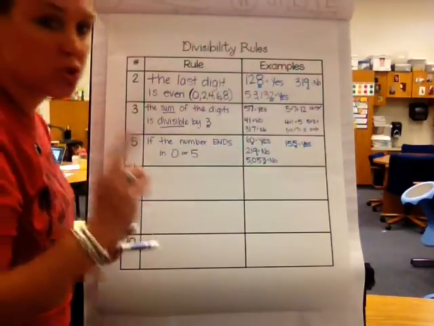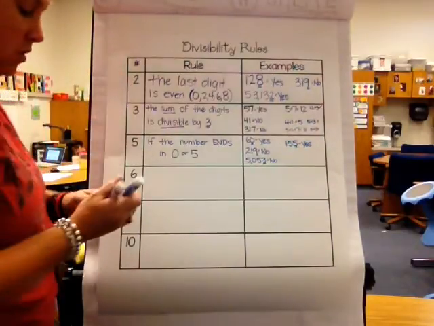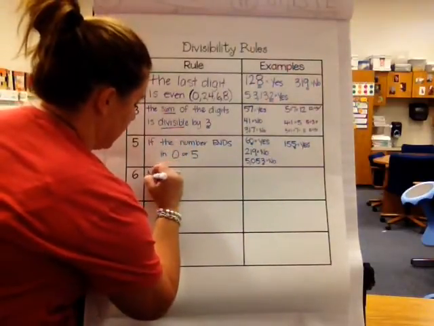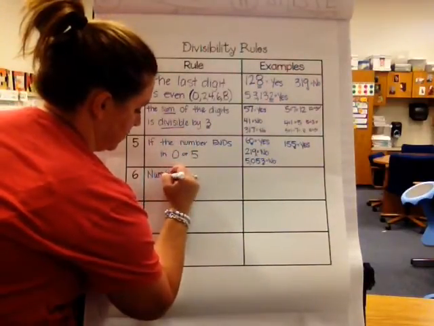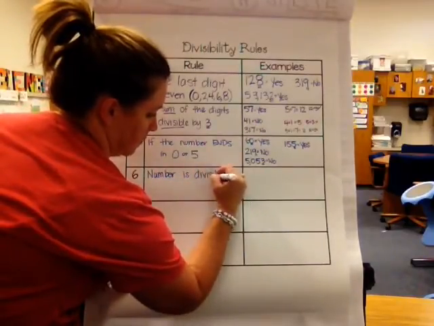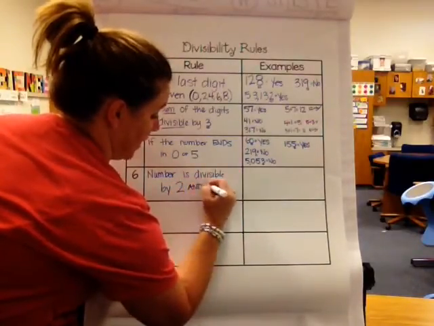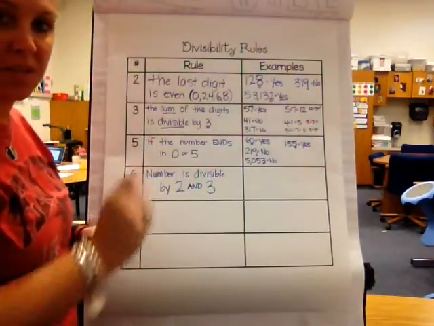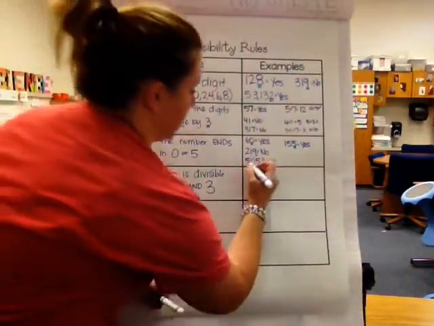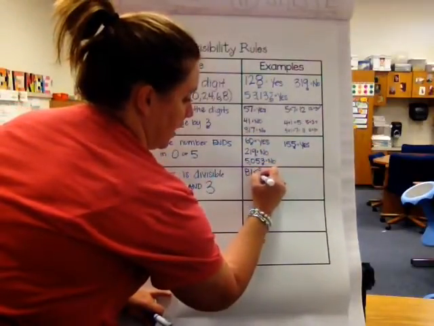All right, the number 6. This one's a tricky one. This combines 2 rules. Okay? So this is combining 2 rules. All right. So if number 6, if my number is divisible by 2 and 3. Okay, so that means it has to go with the 2 rule and the 3 rule. Okay, so let's look at a number. Number 81. So that means it has to have the 2 rule and the 3 rule.